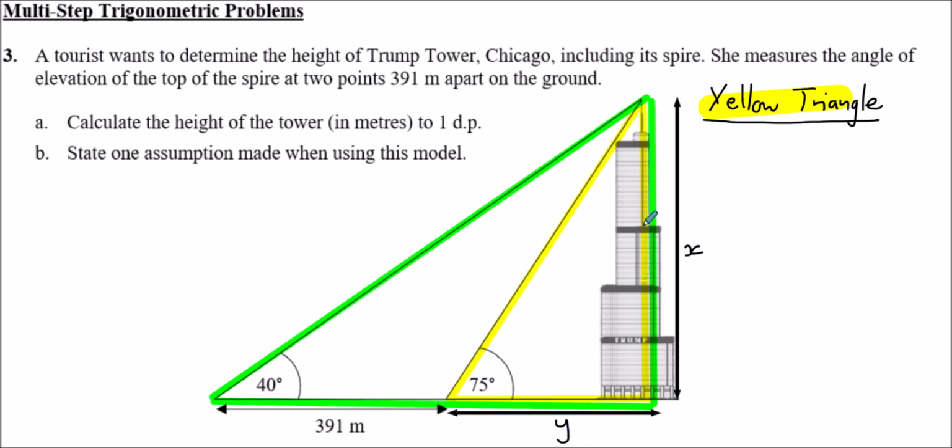And so, thinking about the tan function of this yellow triangle, tan 75 is going to be the opposite, which is x, divided by the adjacent, which is y. So therefore, the height of the tower, x, is y multiplied by tan 75. But we don't know what y is, so on its own, we don't have enough information. But we do have this result here. What we can now do, though, is see if we can link this into what we can work out from the green triangle.